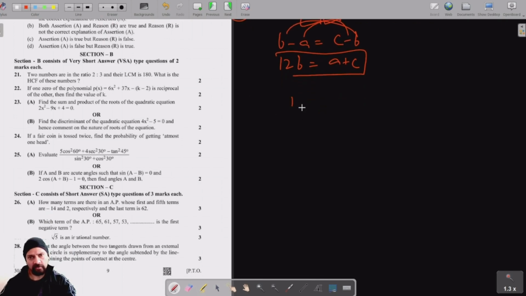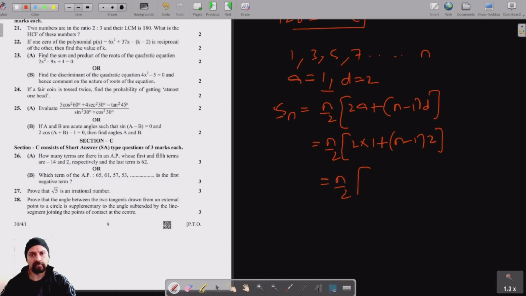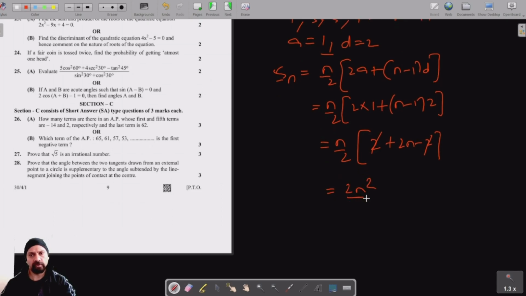Now the sum of first n odd natural numbers: 1, 3, 5, 7, up to n terms. It's an AP where A is 1 and D is equal to 2, which is the common difference, and we have to find the sum. So this is n by 2 into 2A plus n minus 1 into D, which gives us n by 2 into 2 into 1 plus n minus 1 into 2, which gives us n by 2 into 2 plus 2n minus 2. The 2 and minus 2 get cancelled. So this is 2n squared by 2, which is equal to n squared.